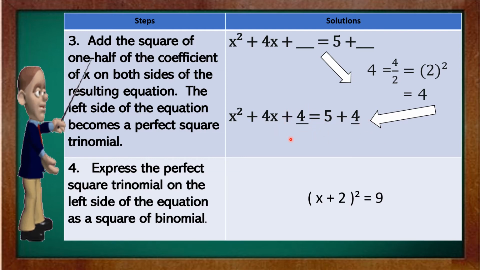We add to both sides. The fourth, express the perfect square trinomial on the left side of the equation as a square of binomial. So what is the square of binomial of this perfect square trinomial? So get the square root of 4, and that is 2. So that our square of binomial is x plus 2 quantity squared, then 5 plus 4 is 9.